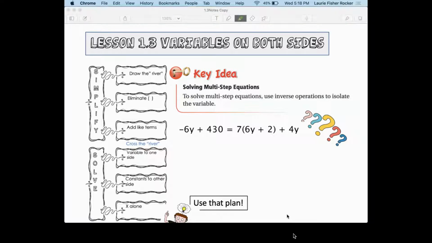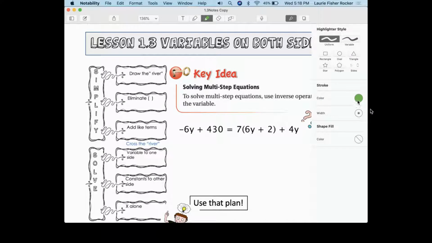Well, hello. I would like to do the notes for 1.3, variables on both sides. We have been doing these notes for some time, but adding slowly but surely one step at a time. And so I want to go ahead and wrap up all of the steps and put it all together. It's kind of like doing a whole dance move.